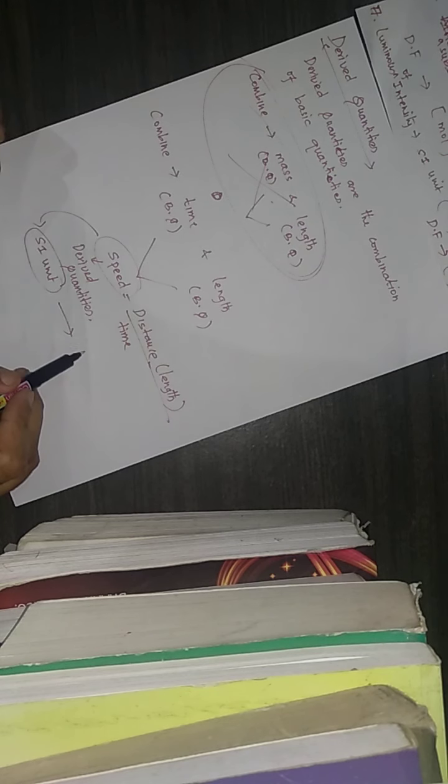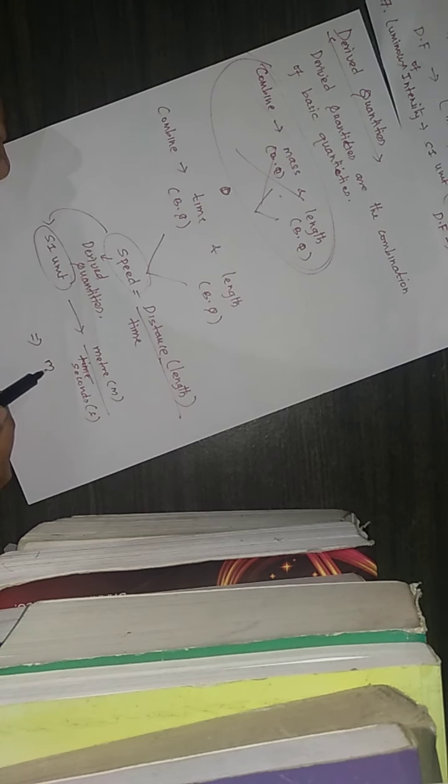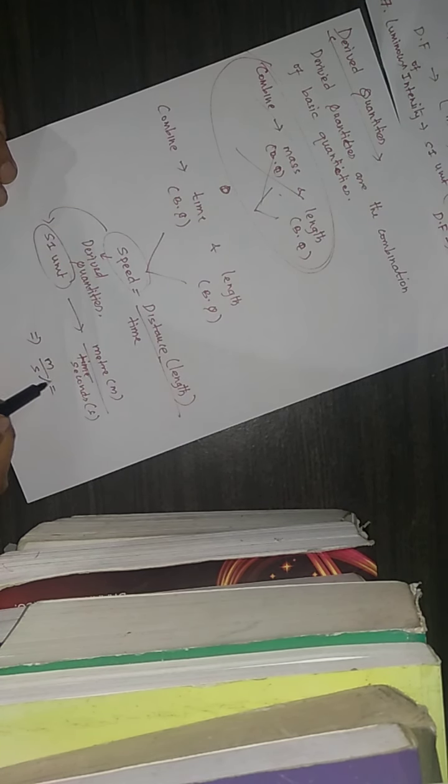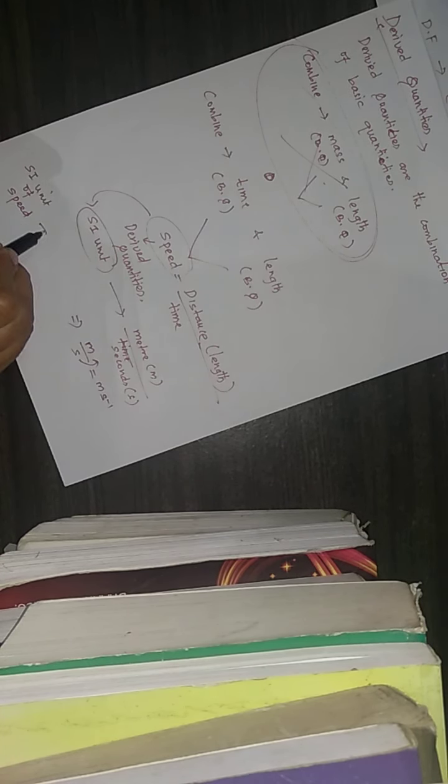So distance, the SI unit of distance is meter, or SI unit of length is meter, divided by SI unit of time is seconds. SI unit of time is seconds, which is s. So it is basically meter by seconds, or if you take seconds to the numerator, it will be second inverse. So meter second inverse, or meter second to the power minus 1. So SI unit of speed will be meter per second.